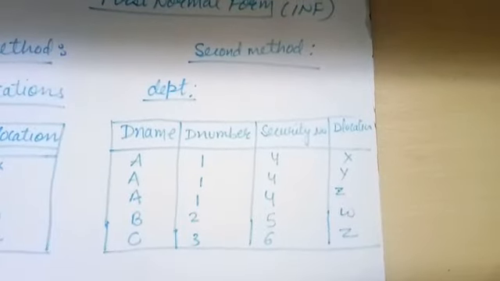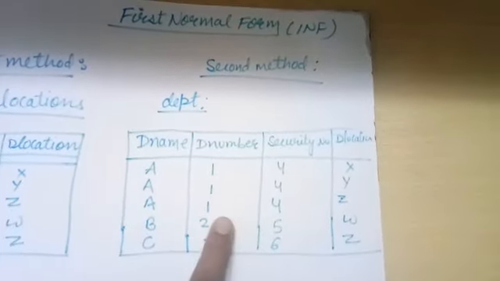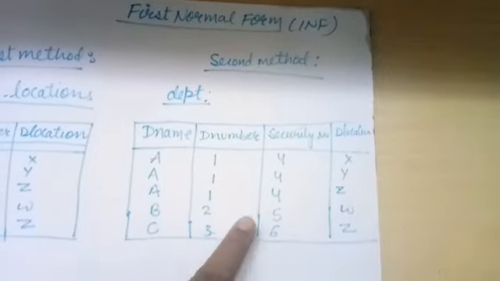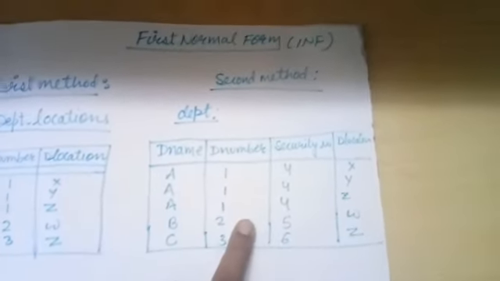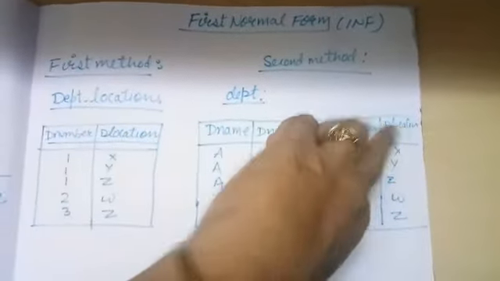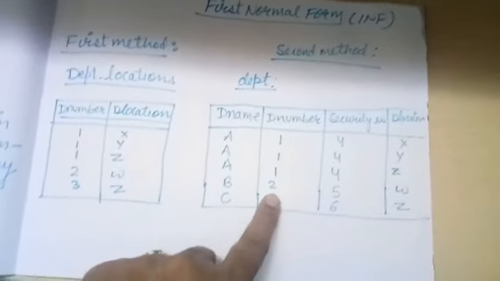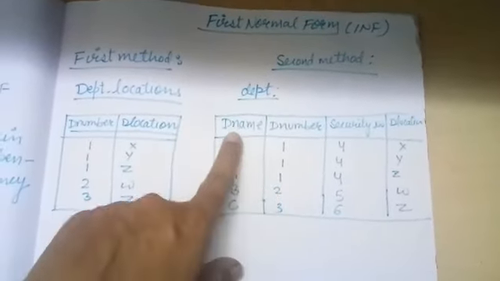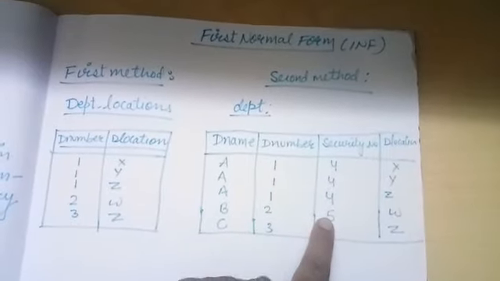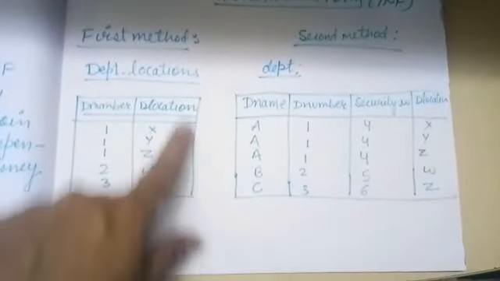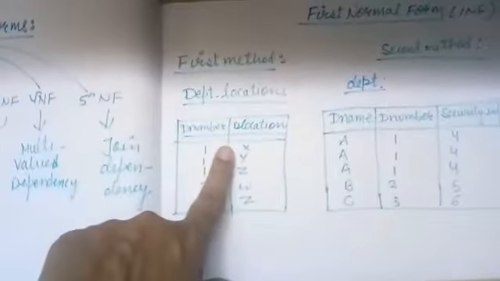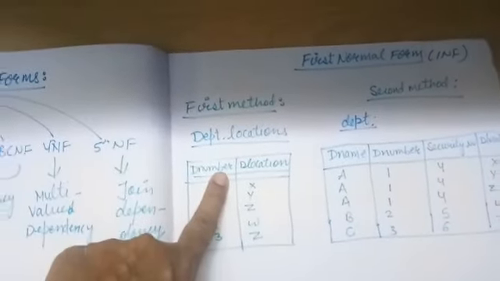In the second method, expand the key so that there will be a separate tuple in the original department relation. In this case, the primary key becomes the combination of D number and location. This solution has the disadvantage of introducing redundancy: A 3 times, 1 3 times, 4 3 times. This means redundancy, so we generally use the first method, decompose the relation.